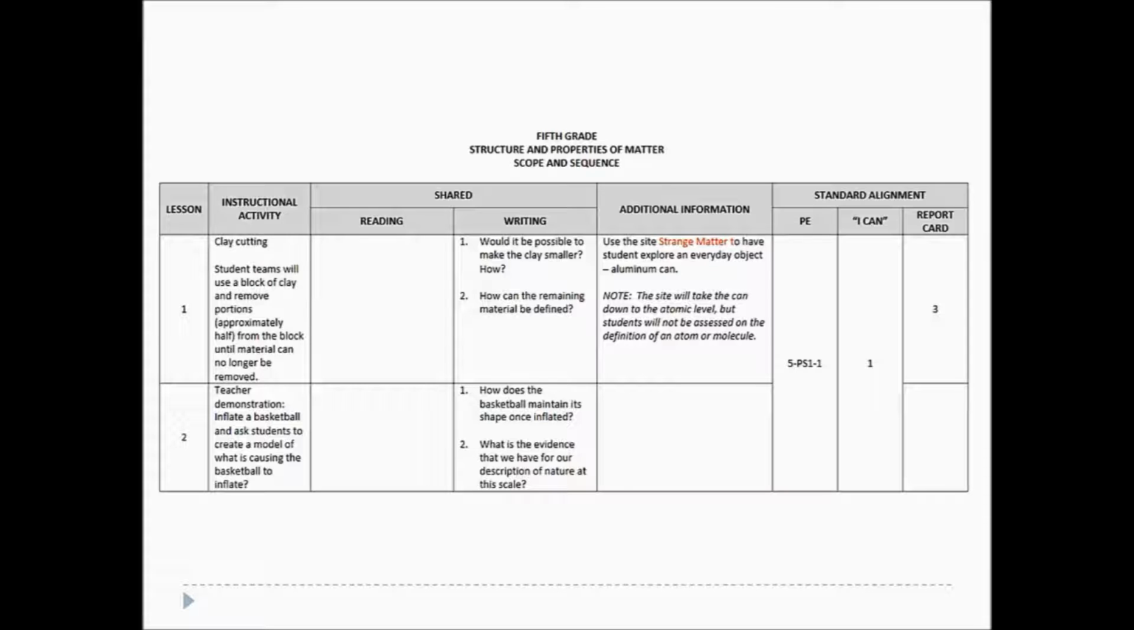During Lesson 2, the basketball demo, students create a model showing what has caused the basketball to inflate, building upon Lesson 1, that matter is made of particles too small to be seen. For the purpose of Lesson 2, the model is recommended to be a labeled diagram with a written description of what caused the basketball to inflate. The model should include what the students believe is inside the basketball, what it looks like inside the basketball, and the evidence to support that claim.